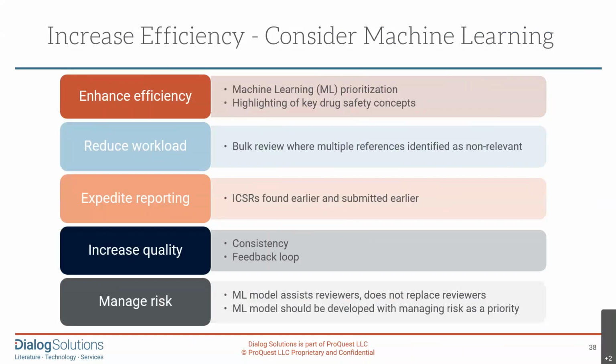All machine learning works on a feedback loop. So obviously you teach the machine and then you carry on teaching the machine. So it's very important to have a feedback loop so the machine carries on learning and is consistent. But we believe that machine learning models should not introduce risk. And we believe that at this point, they should not replace human reviewers. That's how we at Dialog see it.